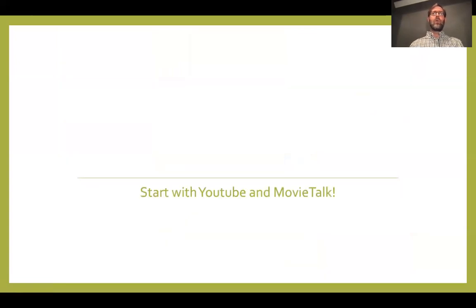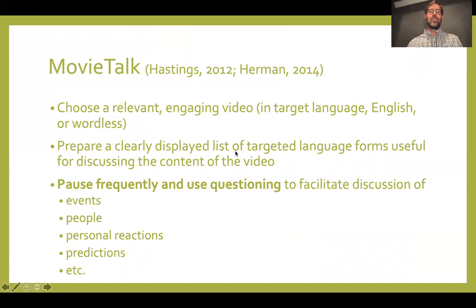So how do you do it? Well, I want it to sound easy. So start with YouTube and Movie Talk, and I'll explain why I think those are simple enough. Movie Talk has a rather long research base, and it's essentially the following. You choose a relevant and engaging video. It can be in the target language, in English or wordless. You prepare a clearly displayed list of targeted language forms that are useful for discussing the content of the video. And then you pause frequently and use questioning.